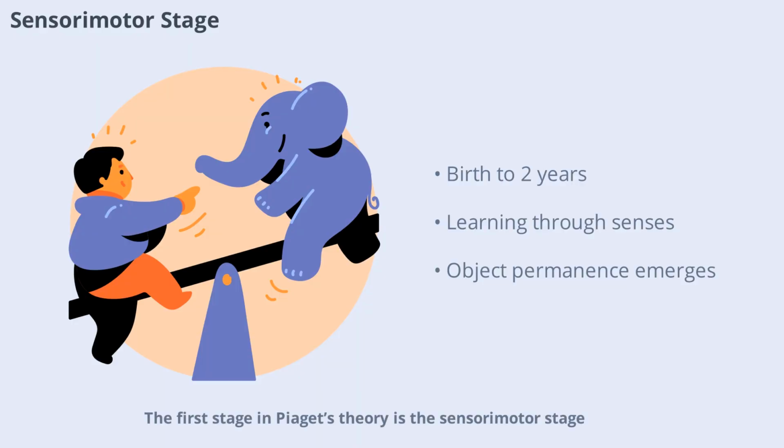The first stage in Piaget's theory is the sensorimotor stage, which spans from birth to about 2 years old. During this period, infants learn about the world through their senses and actions. They begin to understand object permanence, the idea that objects exist even when out of sight. This stage lays the foundation for future cognitive development, as babies start to form basic concepts and relationships.